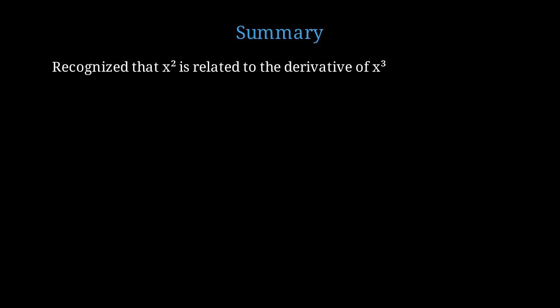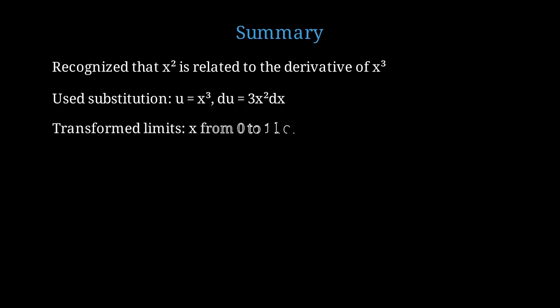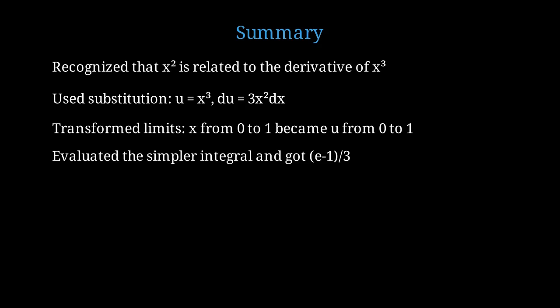Let's review the key steps we used to solve this integral. We recognized that x squared is related to the derivative of x cubed in the exponent. We applied u substitution with u equals x cubed and du equals 3x squared dx. We transformed the limits of integration, which conveniently stayed from 0 to 1. We evaluated the simpler exponential integral to get our final answer of e minus 1 over 3.